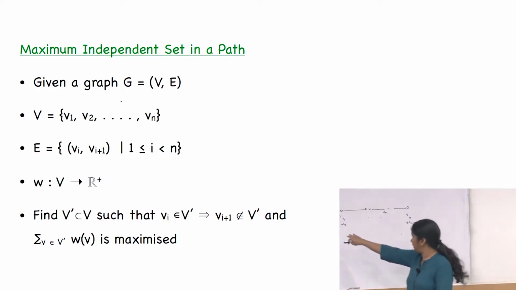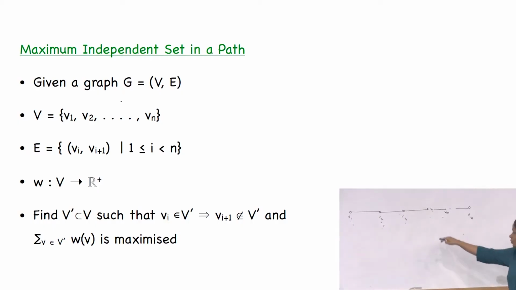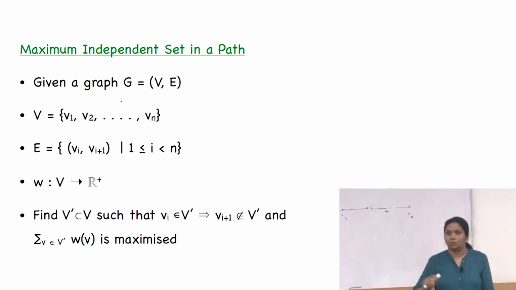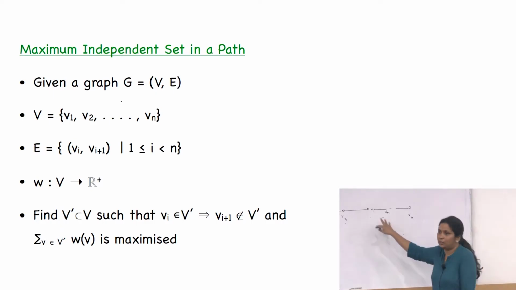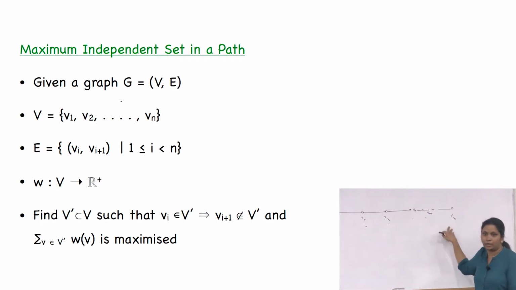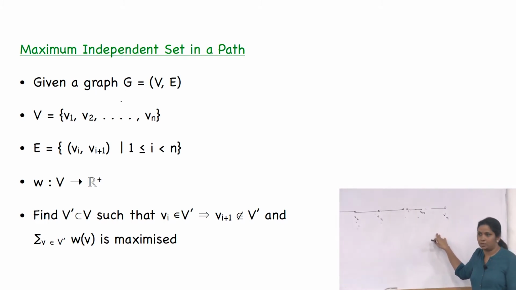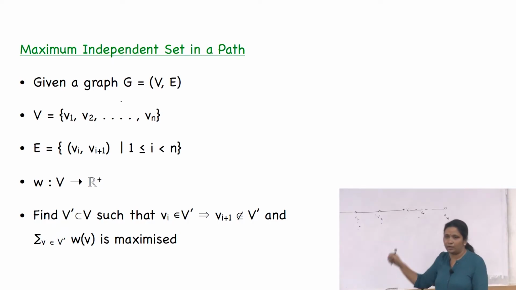Okay, so we are given, let's say this is not there, the weights are not there. What is a maximum independent set in this graph? Alternating vertices. Either you take all the odd number or even number based on n. That will be the maximum independent set. So in an unweighted graph, it's a trivial question.